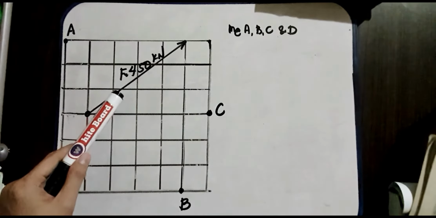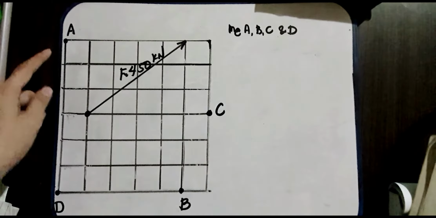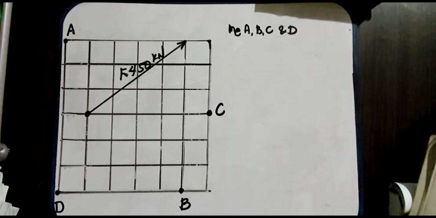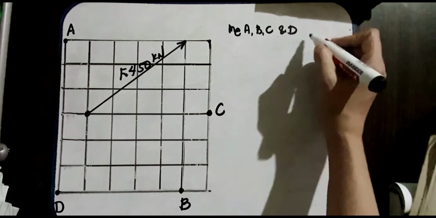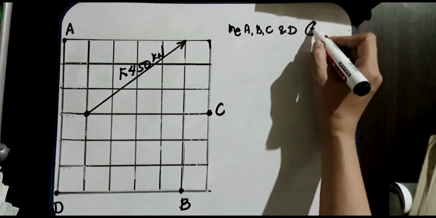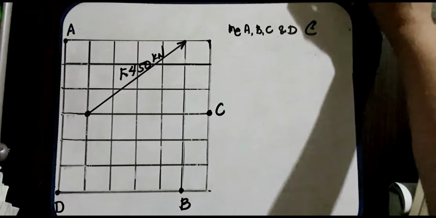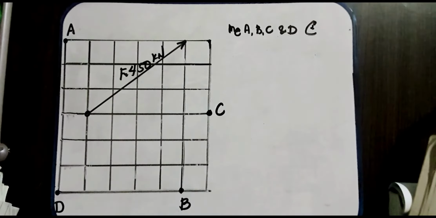So given this figure, compute for the moment of forces of F is equal to 450 kilonewton. Determine the moment at point A, point B, point C, and point D, assuming that the clockwise moment is positive. So, ibig sabihin, this is positive. Okay, lahat ng clockwise is positive.